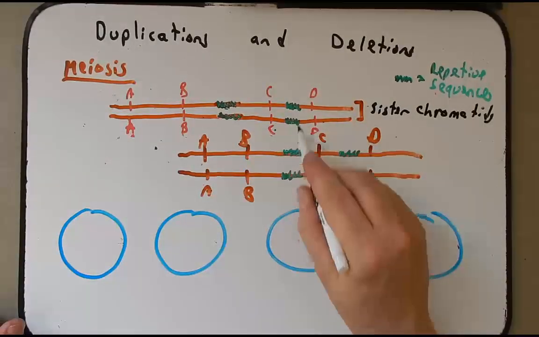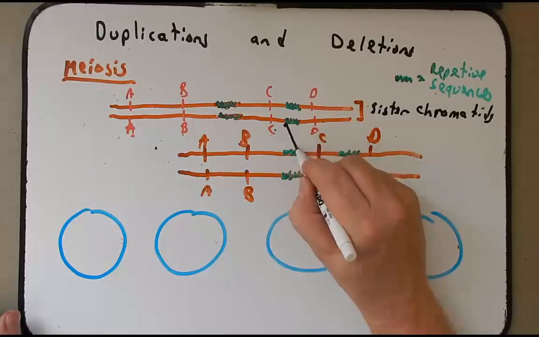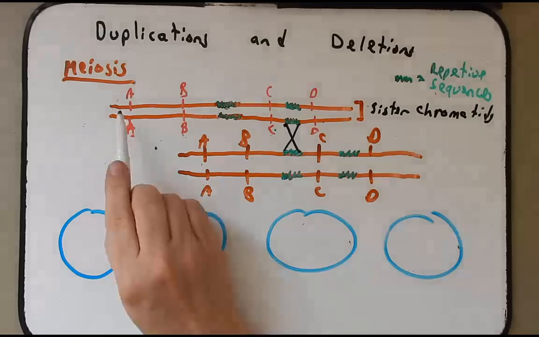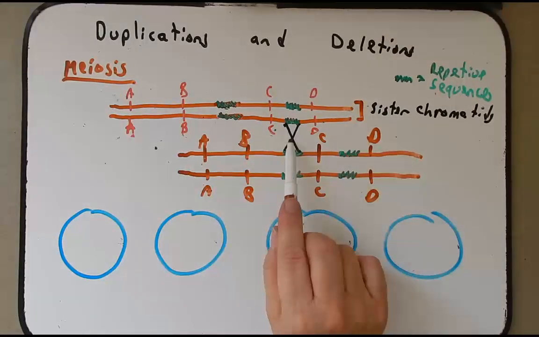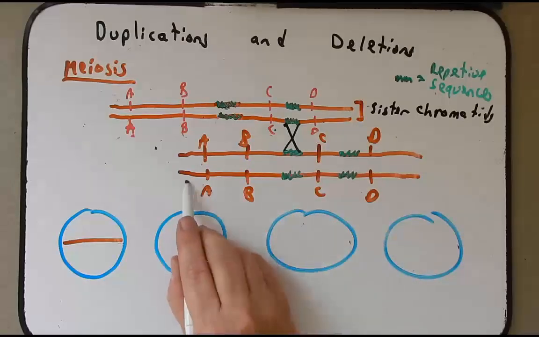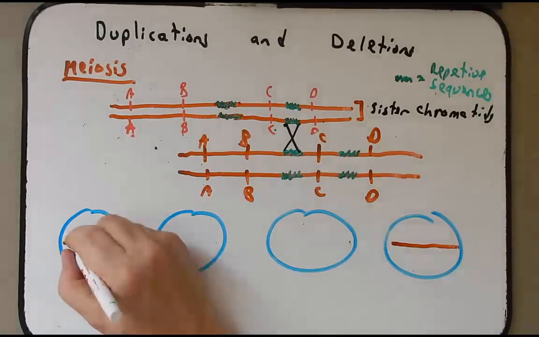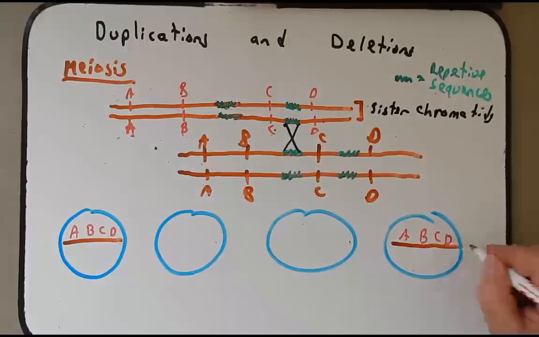Now, at this area of the similar repetitive sequences, if we get a crossing over event right here, let's think about what's going to happen. It's kind of complicated, so let's follow this through here. And we'll start with the easy ones first. This top chromosome of the homologous pairs here isn't involved in the crossing over event, and this bottom one here is also not involved in the crossing over event. So they're going to have just what they should have, A, B, C, and D.